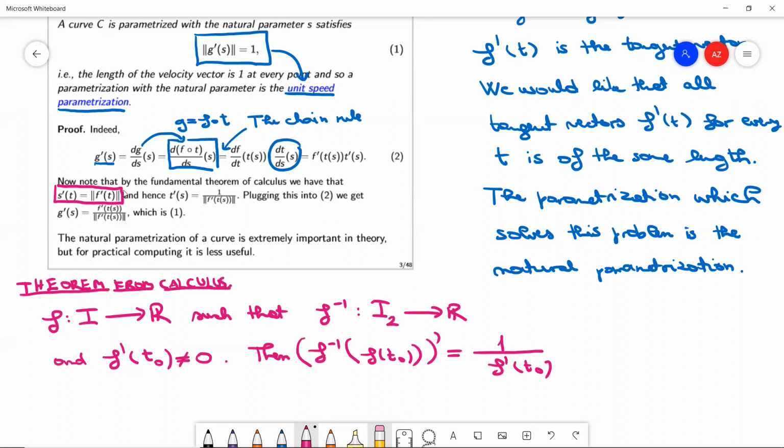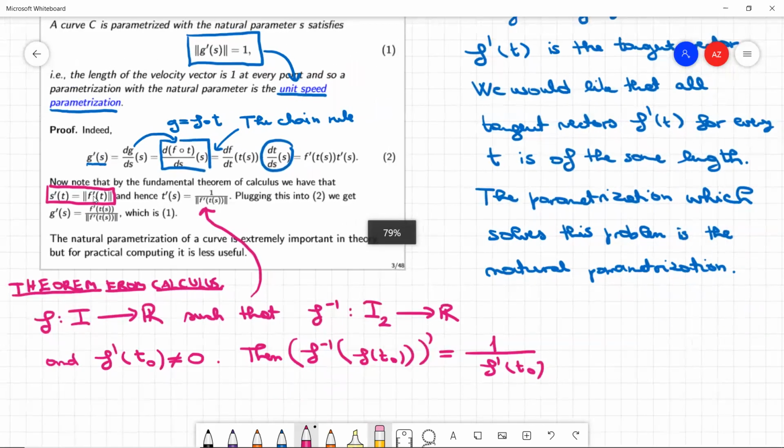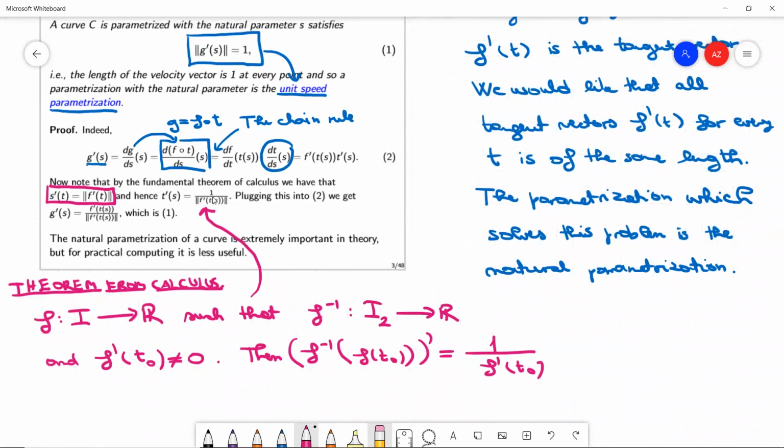And we use this here. So we know what s derivative of t is, then t derivative of s is just 1 over the derivative of s with respect to t. And now we plug this into the formula here. And what we get, on the right hand side, is f prime of t of s times 1 over the norm of f prime of t of s. So what we get is this.